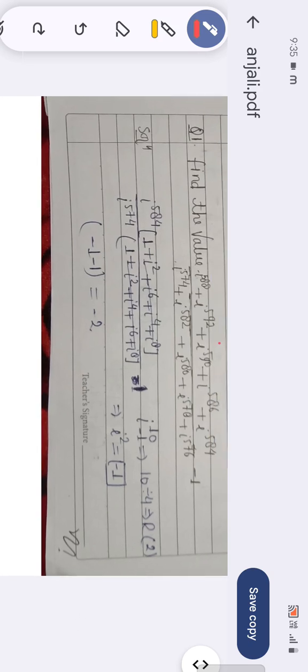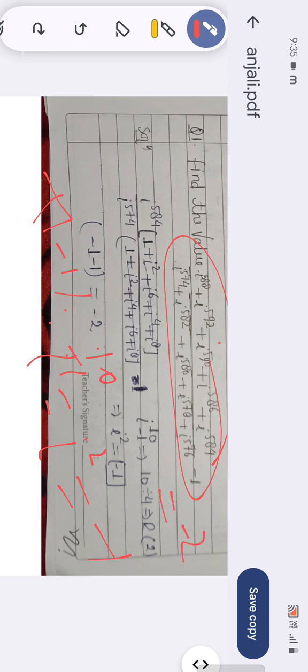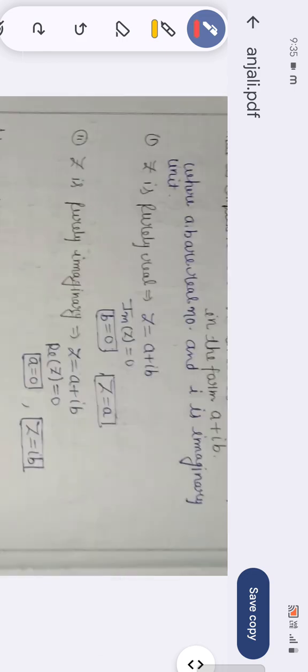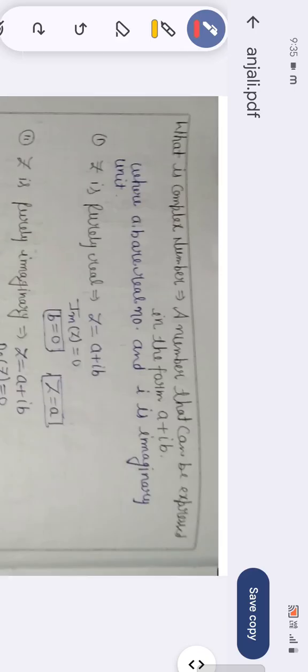And this will be cancelled, and the value is iota to the power 10 minus 1. And what is the value of iota to the power 10? If we divide 10 by 4, what will be the remainder? 2. Iota square is equal to minus 1. And minus 1, this will be minus 2. And the value of this equation will be minus 2. Is it clear?